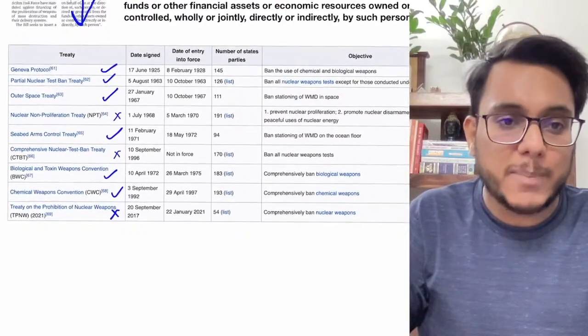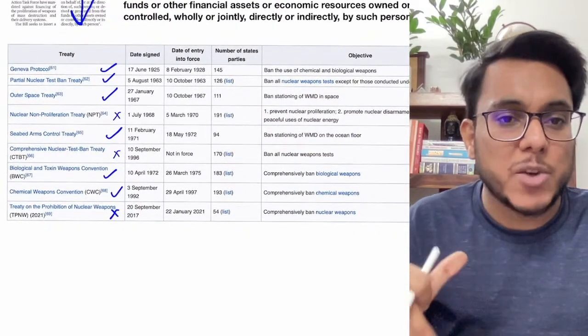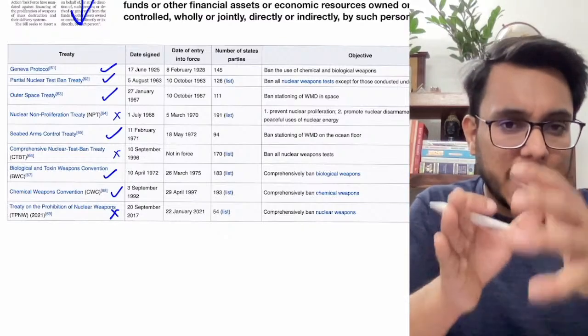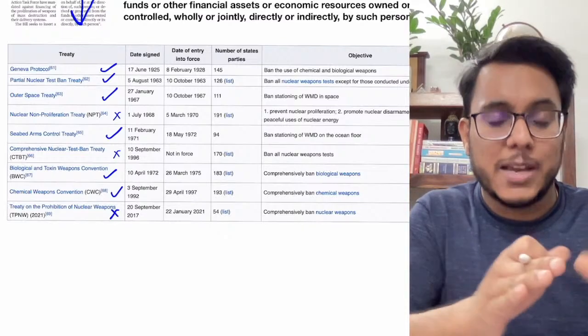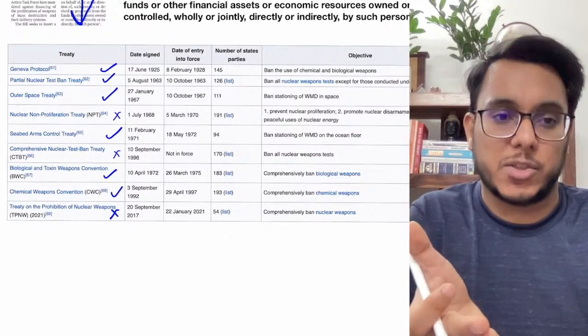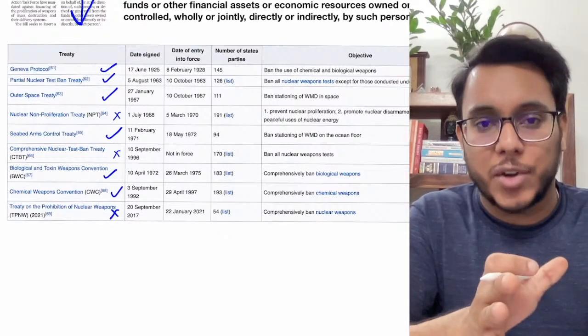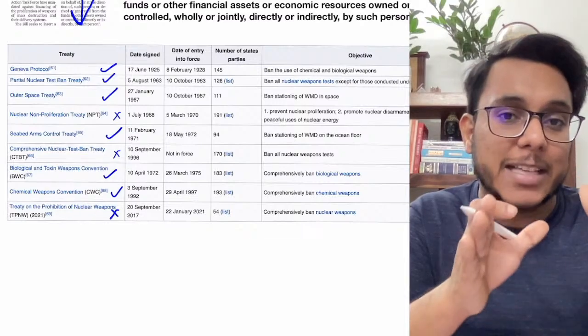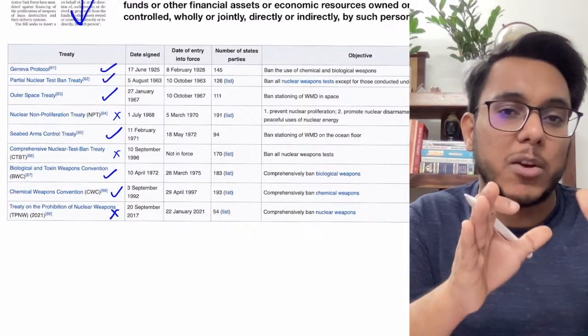Now on weapons of mass destruction, guys, there are many treaties which try to govern the different types of weapons which could be used as weapons of mass destruction. So we will be seeing all these treaties. Moreover, we will also be seeing whether India has been a signatory to each treaty or not.